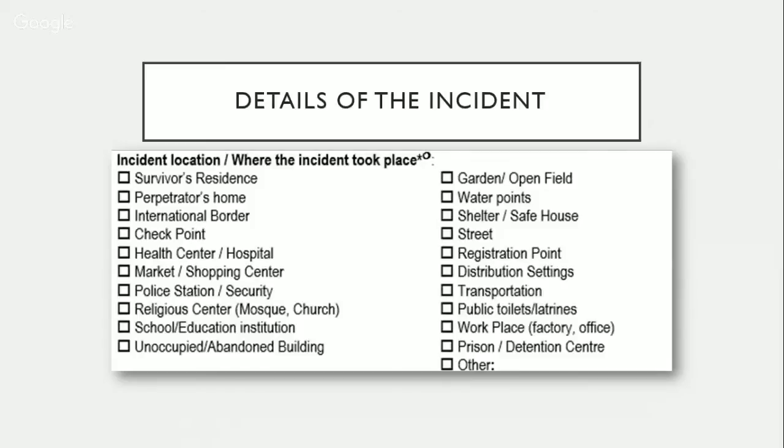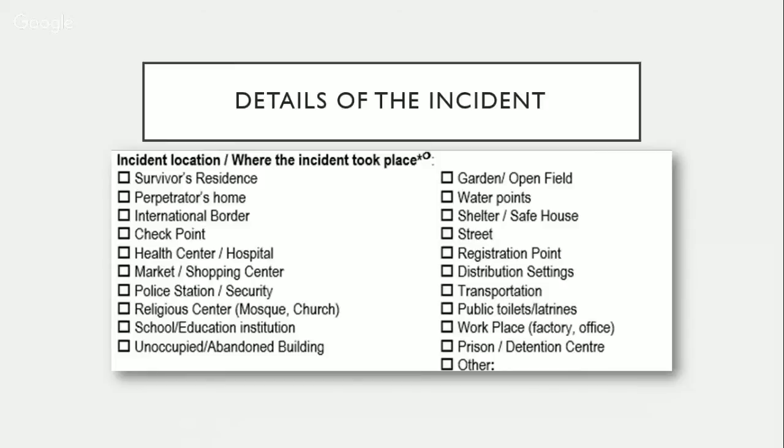Next, we have the incident location. This data point as well will be locally customized to your setting. You may see many different options from what you see on your screen right now. Two options that will always be there are survivor's residence and perpetrator's residence.